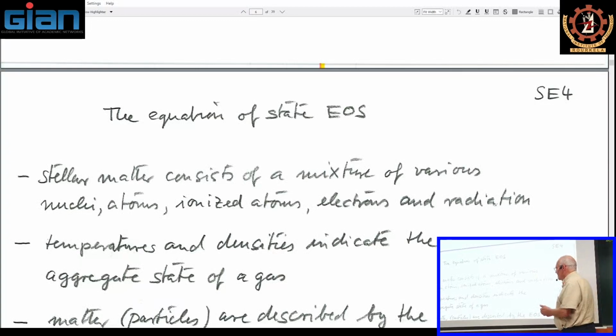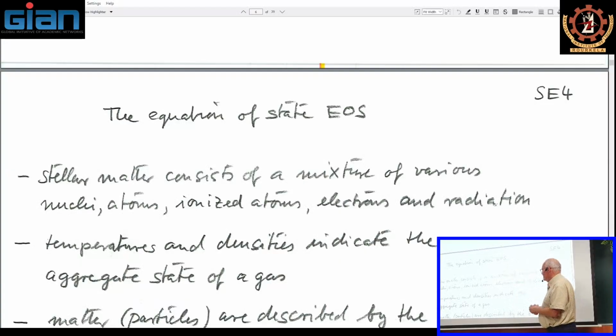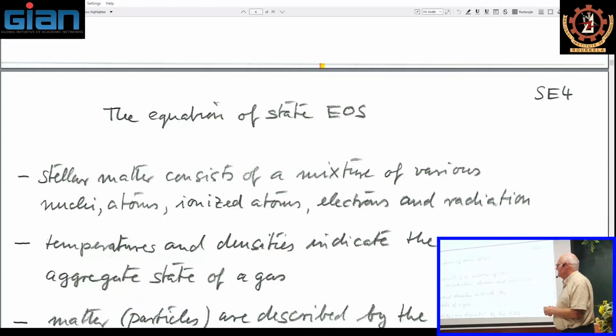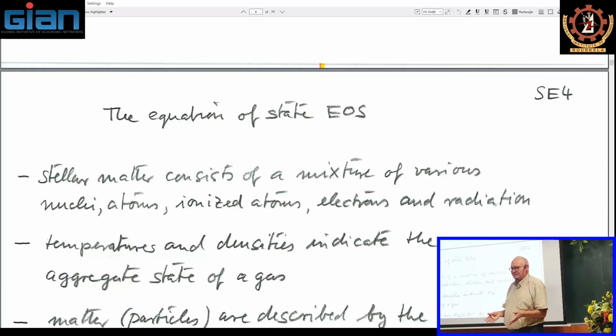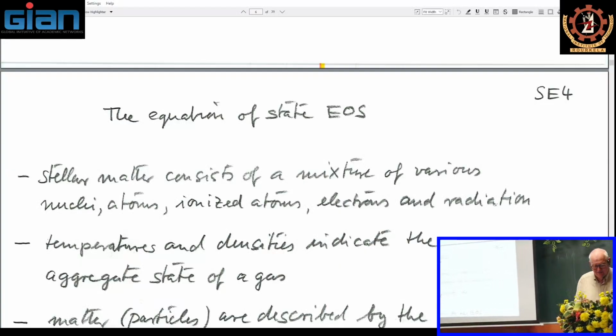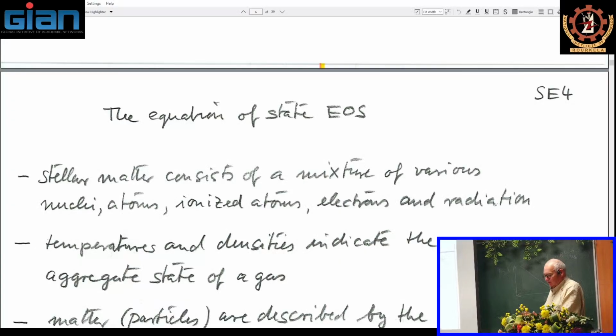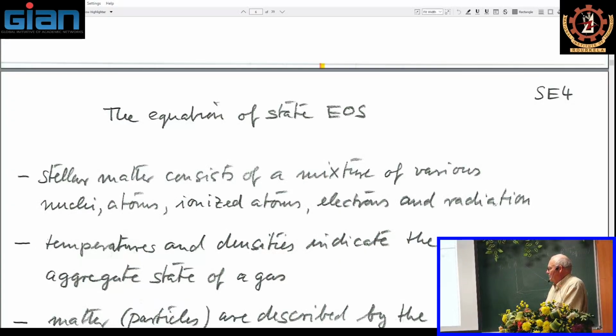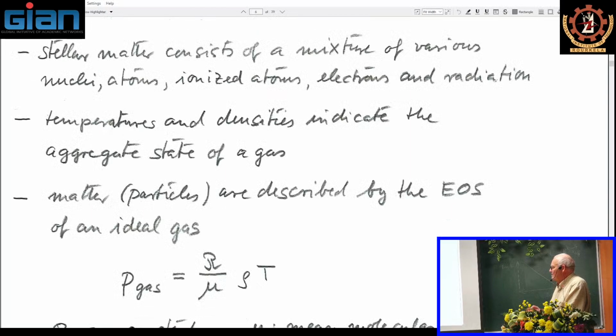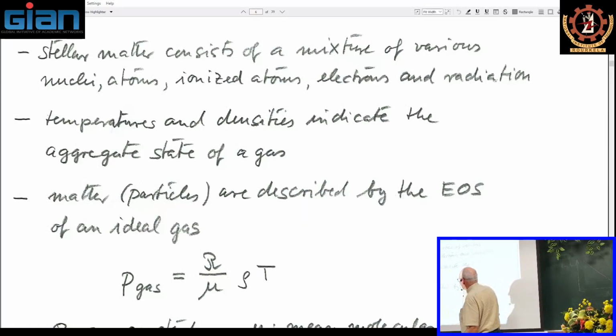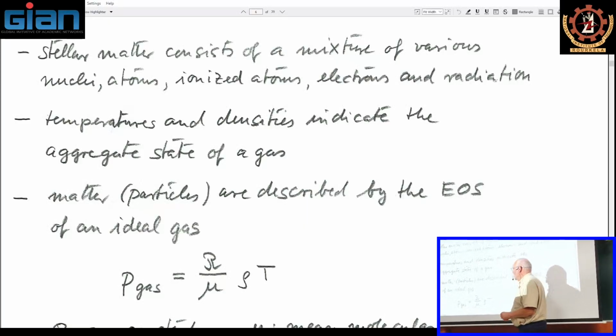And if you consider temperatures and densities gained from observations, then you would conclude that the stellar matter has the aggregate state of a gas. It can be described by the equation of state of an ideal gas, in the case when the densities are very low and temperatures are high enough. That means we can describe the particles, the atoms, nuclei, ionized atoms and electrons simply by an ideal gas.